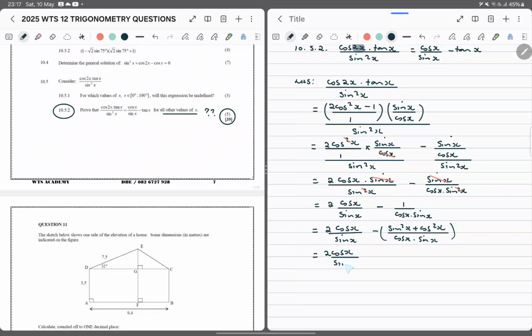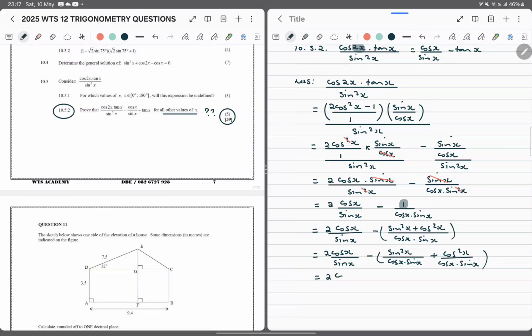2 cos x over sine x minus, sometimes the thinking guys will always be wrong, so now we divide each term on the numerator by the denominator. Sine squared x over cos x sine x plus cos squared x over cos x sine x. Yeah, this question was hot. Now I can see where I am going. Of course, if you forget the three-step approach, guys, you would go wrong, because we should have thought about it. It's an identity, this guy.